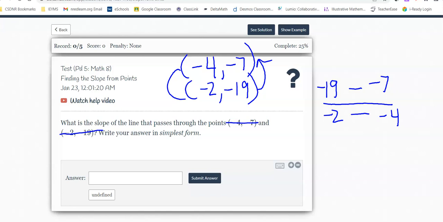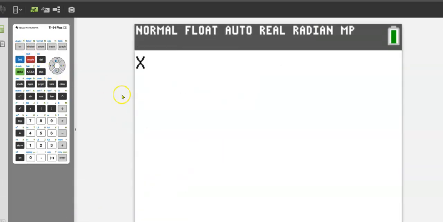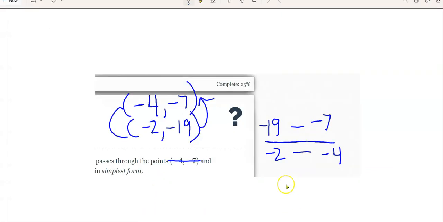So if I have my calculator, where is it? So if you have a calculator, oops, sorry, but it doesn't have a fraction button, then you can do each of these pieces one at a time.